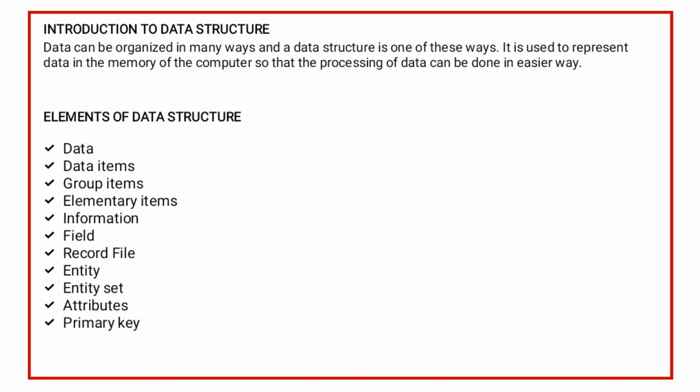And the last element is primary key. A primary key is also called a primary keyword, a key of a relational database that is unique for each record. It is a unique identifier such as license number, Aadhaar card number, telephone number, area code, etc. A relational database must always have one and only one primary key.